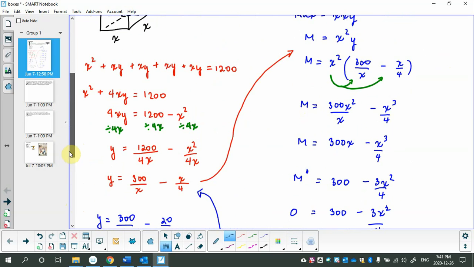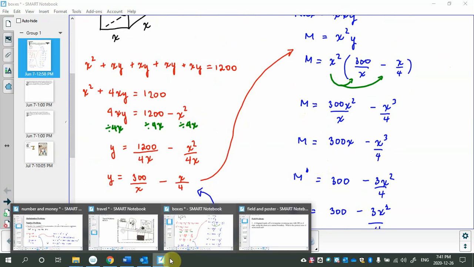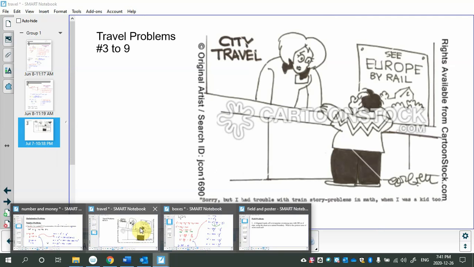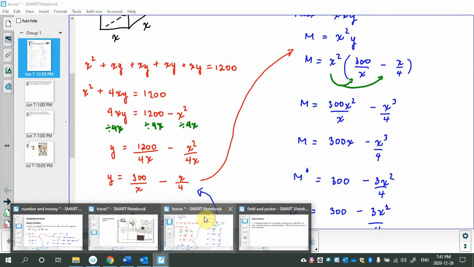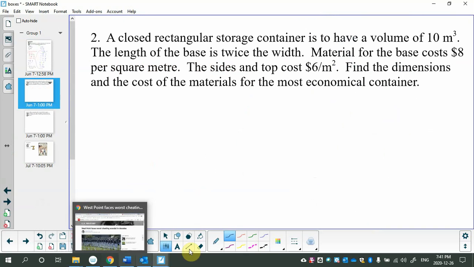So you have to think about this kind of stuff more so than you do when you're talking about number problems or money problems, or what did we do earlier? We did travel problems, which were all based on Pythagorean theorem. So this one's going to change up a bit. So hand cramp, rest time. Here is the next one. I'm going to pause for a moment.